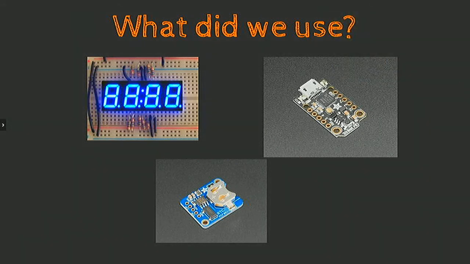So what did we use? To make this clock, we used a Trinket M0 from Adafruit, an RTC module, and a blue quad 7-segment display and its driver. We also used a breadboard and a lot of wires.